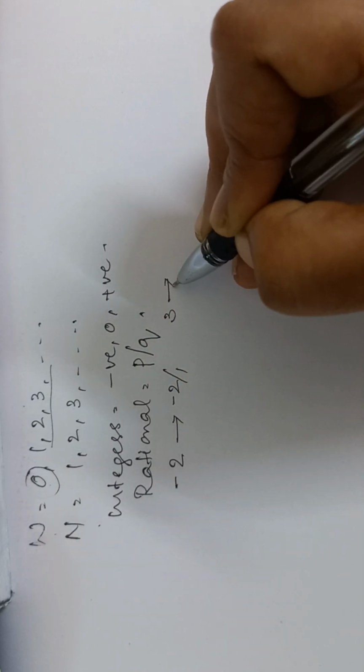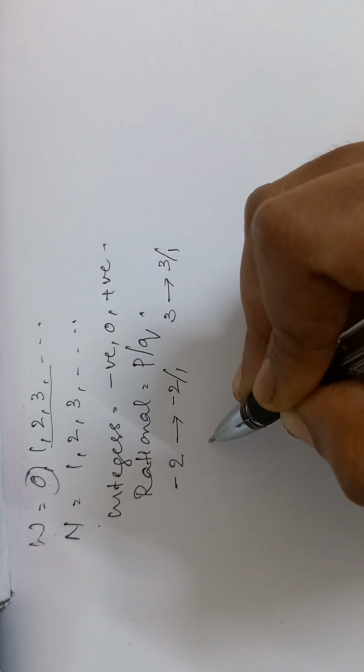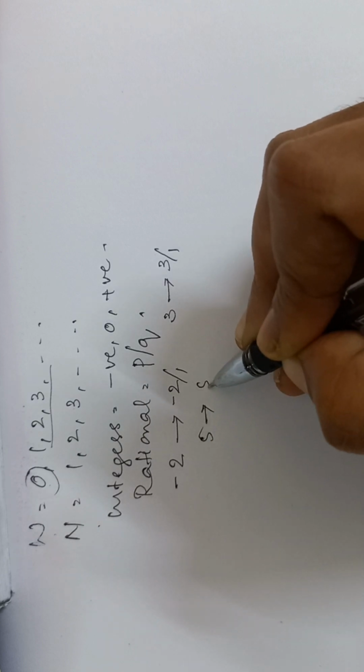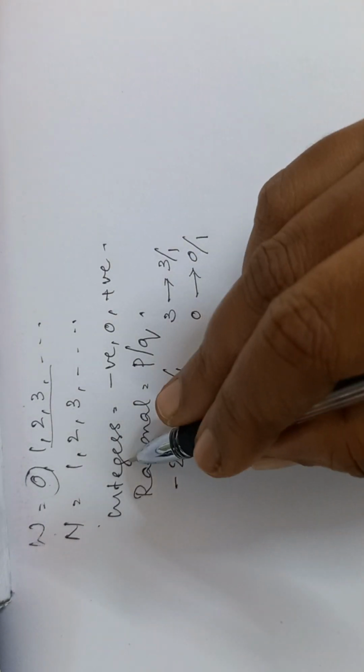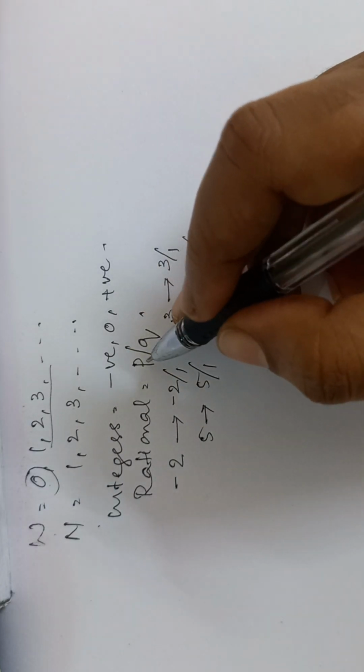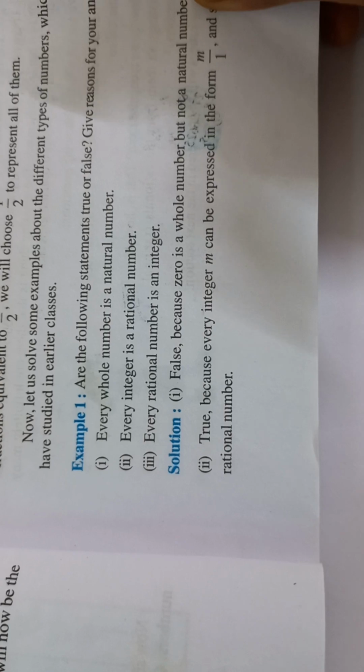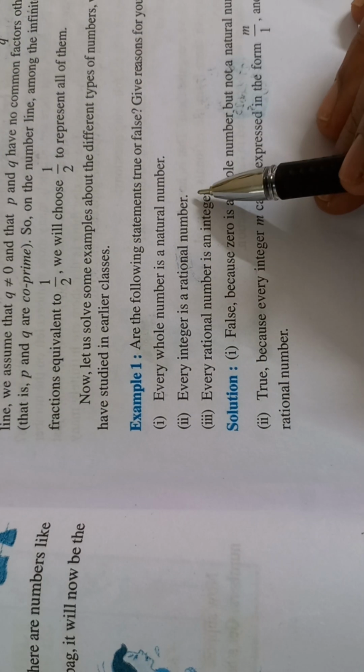3 can be written as 3 by 1. 5 can be written as 5 by 1. 0 can be written as 0 by 1. So every integer can be represented in p by q form. So every integer is a rational number. This is a correct statement.